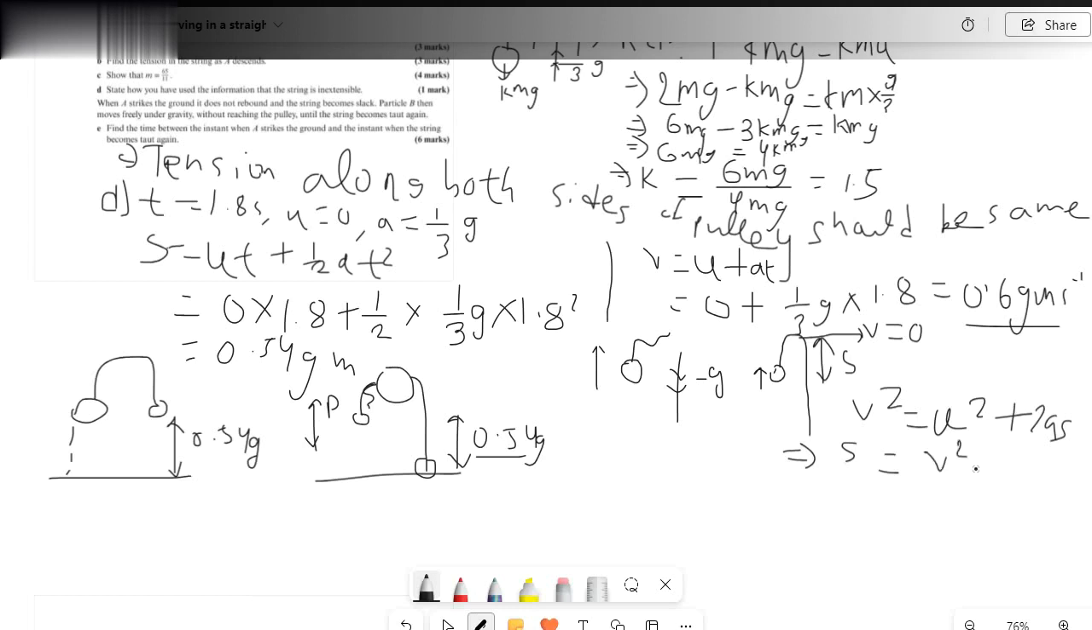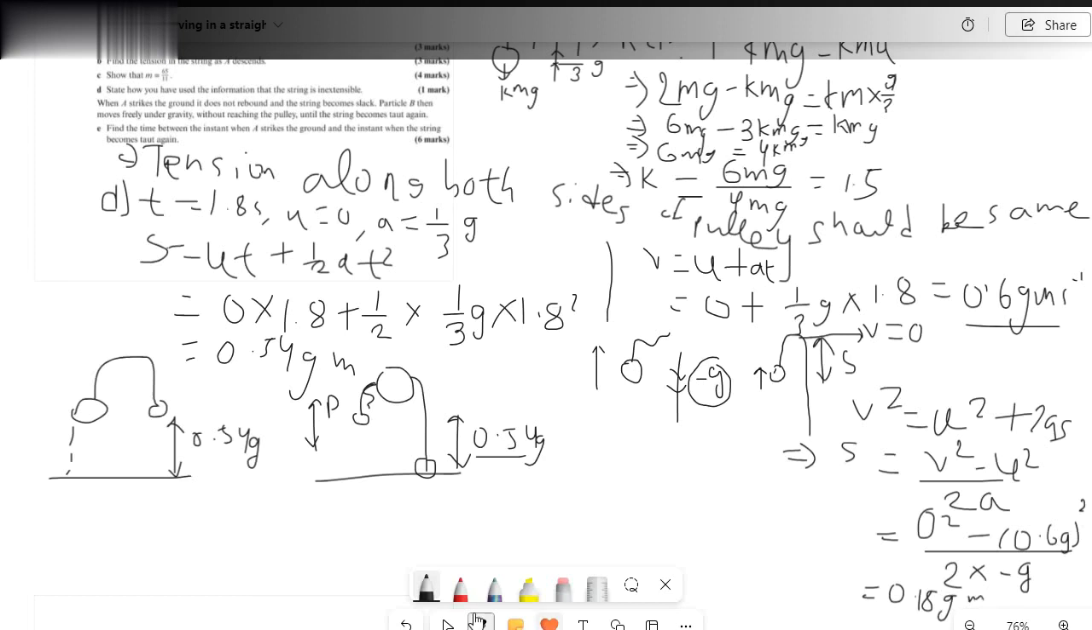rearranging for s, we have v squared minus u squared, whole divided by 2a, because the final velocity here is 0 squared and u squared is 0.6 g whole squared, and whole divided by 2 multiplied with acceleration, which is minus g here. Our answer is 0.18 g meters.